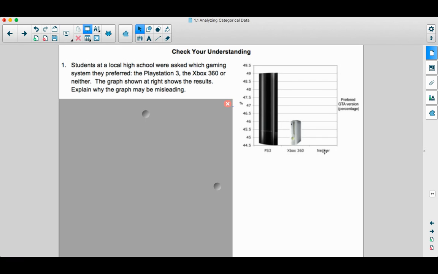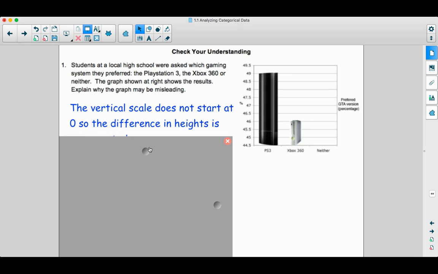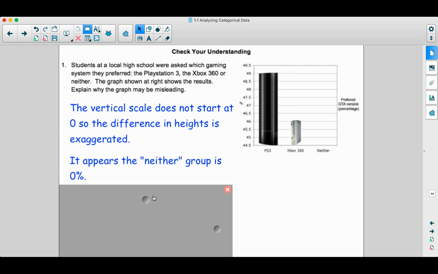And we take a look at the neither category, and wow, it seems that 0% of the people chose neither, but that could be around 44.5%. So that is not good. So these are my 2 points to that. Vertical scale doesn't start at 0, and it appears the neither group is at 0%. And as a general rule, we know that pictographs should be avoided.